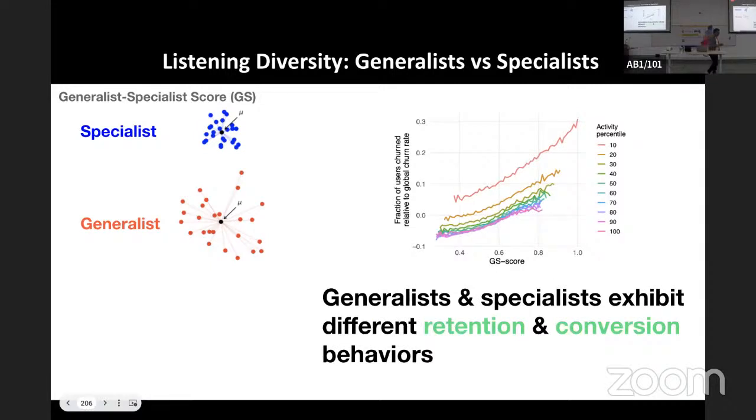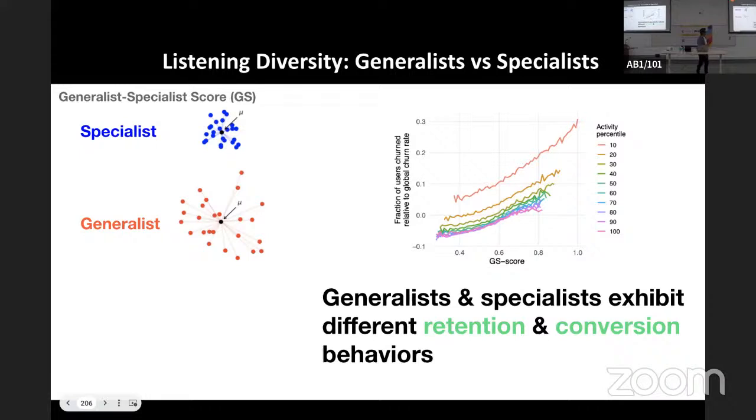The best part we came back with was that generalists and specialists exhibit different retention and conversion behavior on the platform. On the x-axis, we have the GS score. On the y-axis, we have the probability of churn, how many users churn. Churn means they quit paying the subscription fee and churn from the platform. Now, the more specialist somebody is, the higher the probability of them churning. This is a great insight. This combines a lot of things you've been discussing since the morning.